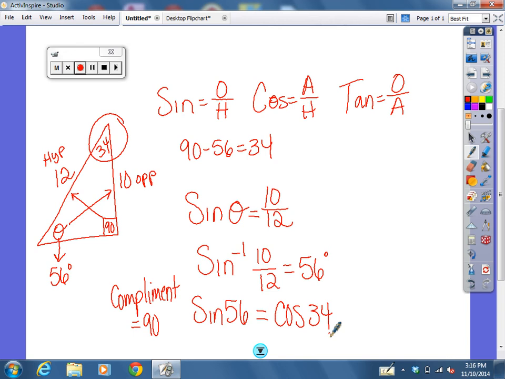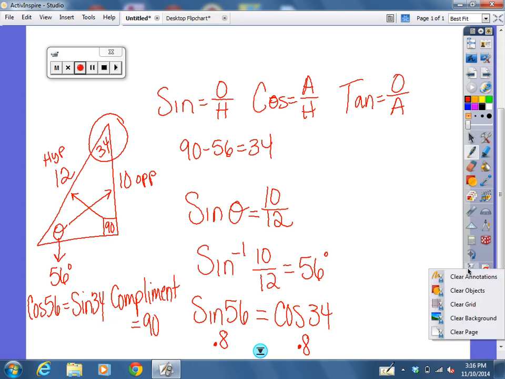And if you put those in your calculator, sine of 56 is equal to 0.8, and if I put cosine of 34 in my calculator, you should get 0.8, and you do. So they're equal to each other, and they're called complements of each other. Now, if I had cosine of 56, what is the complement to that? You should be saying sine, because cosine and sine are always complements. Okay, so those are complements, and this is how to find a missing angle.